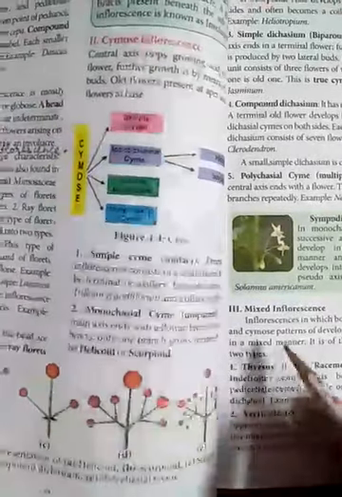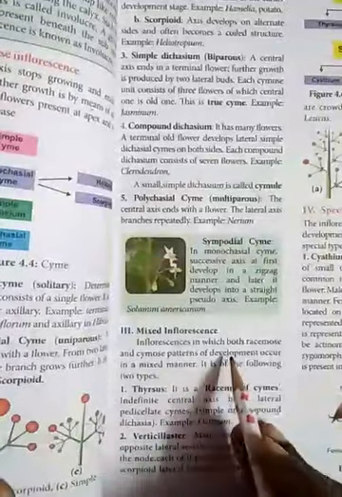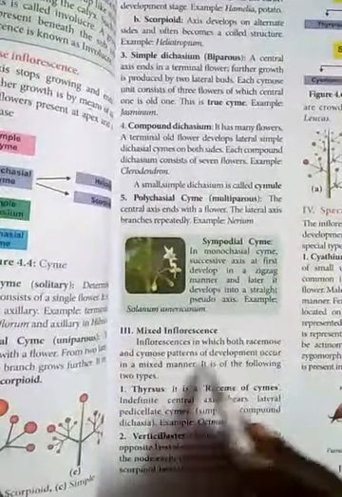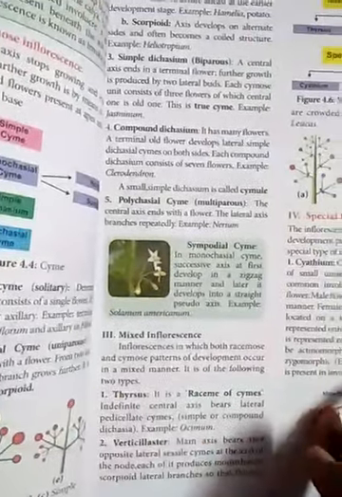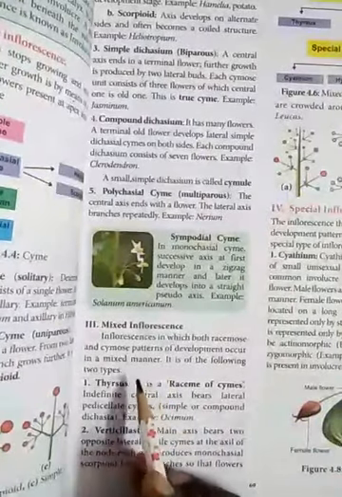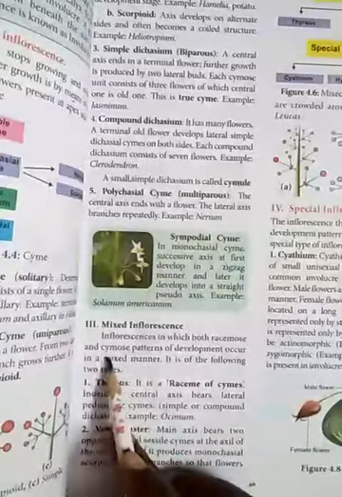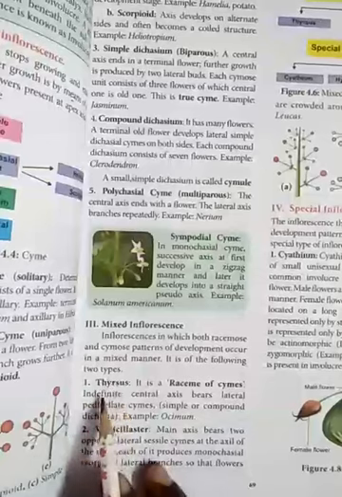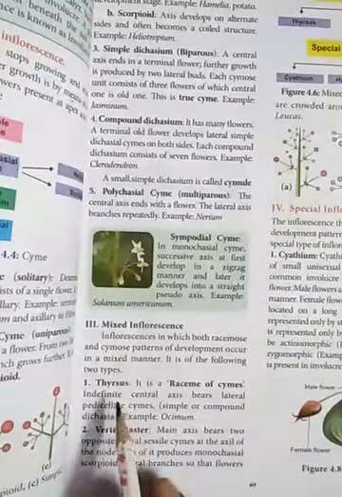Now next we will study about the mixed inflorescence. Inflorescence in which both racemose and cymose patterns of development occur in a mixed manner. It is of the following two types. So here, mixed inflorescence, the word itself explains that it consists of both racemose arrangement as well as the cymose arrangement. So there are two types, it is explained. There are thyrsus and verticillaster.